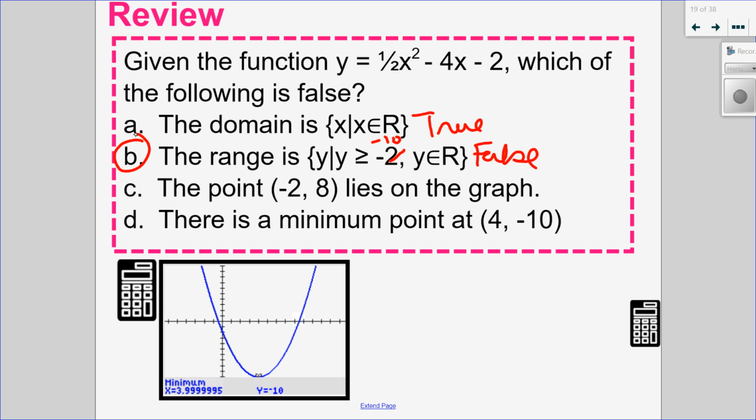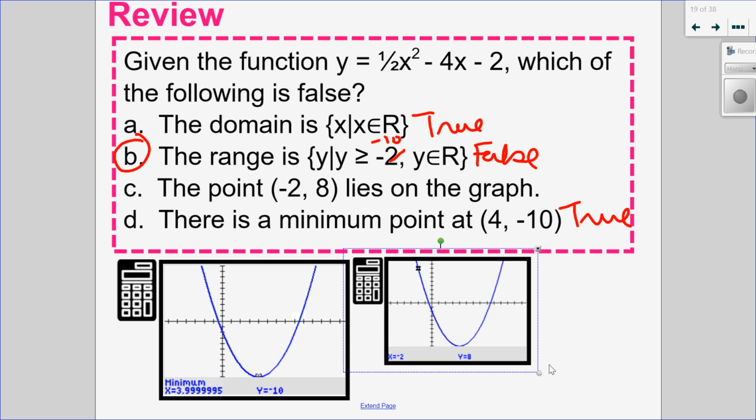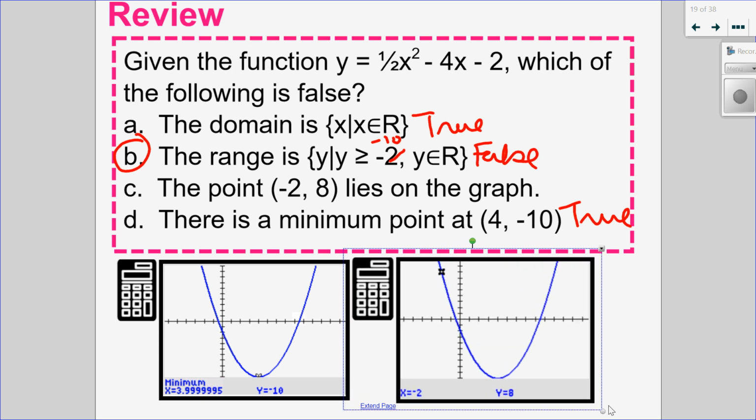I would choose that as an option, but let's just check the other ones to make sure. If I jump down to D, there is a minimum point at 4 and negative 10. That's my vertex. So I see that that is true. So let's just check our last one. The point negative 2 and 8 lies on the graph. So for this one, what I did is I used my trace. So trace negative 2, and I do get 8. So I know this is true. And in fact, B is the answer.